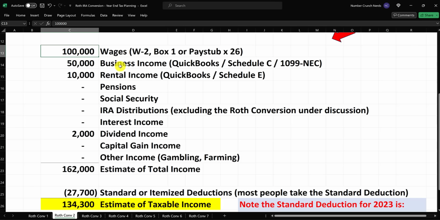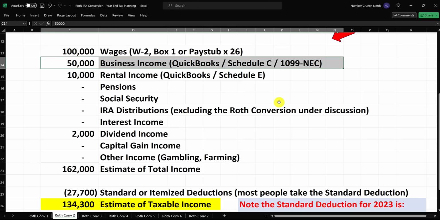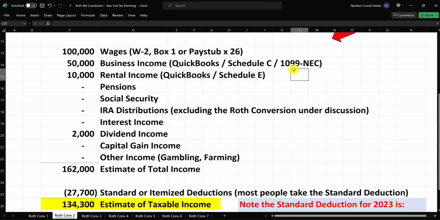Basically, you need to figure out what you're getting paid from your job. This is from an employer. This is somebody who holds a job, very common thing. Number 2, the second category of income would be business income, right? This is coming out of your QuickBooks or your Schedule C, or maybe you receive 1099 NECs from people who you work for, companies that you work for as an independent contractor. So if you're running your own business, if you're receiving business income, that is another category of income that you want to put down right here.